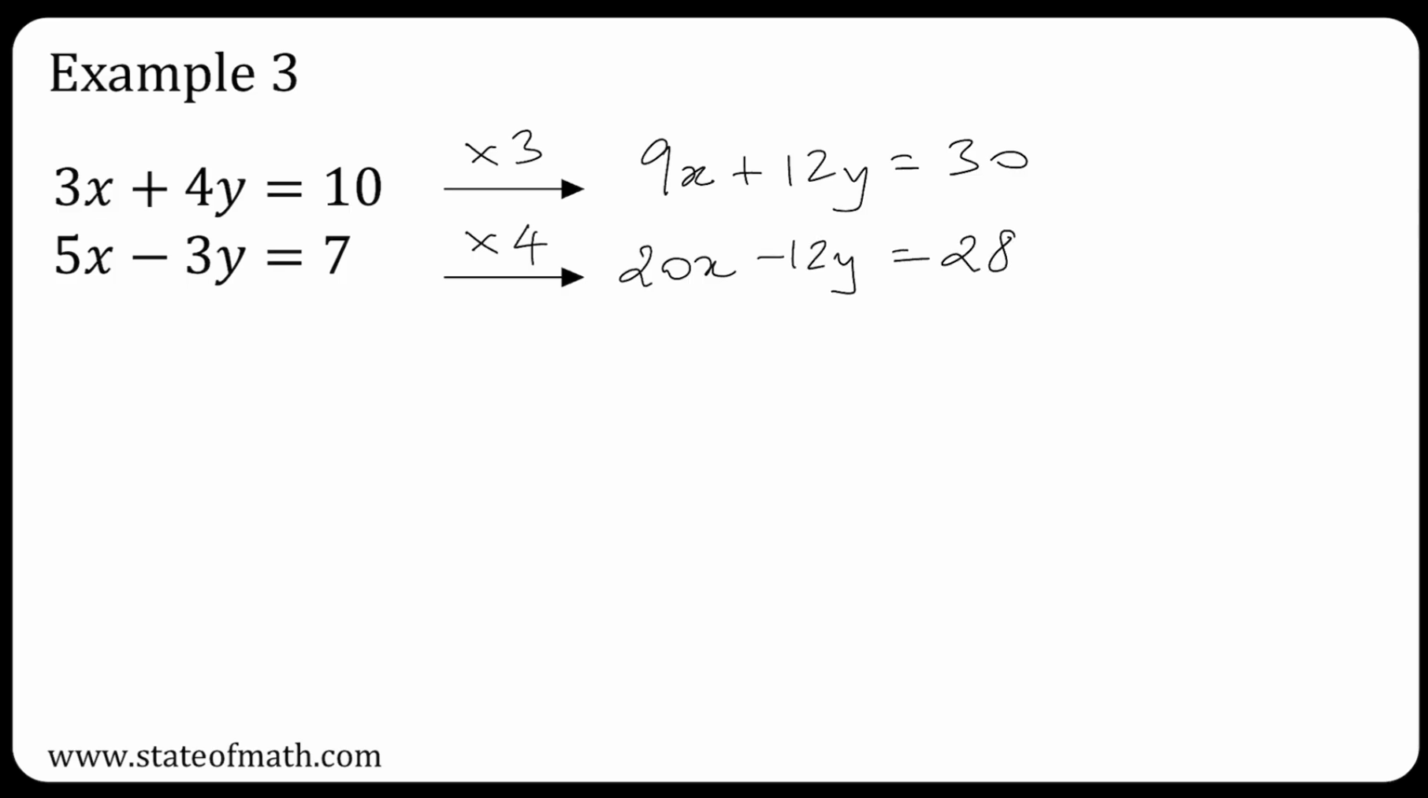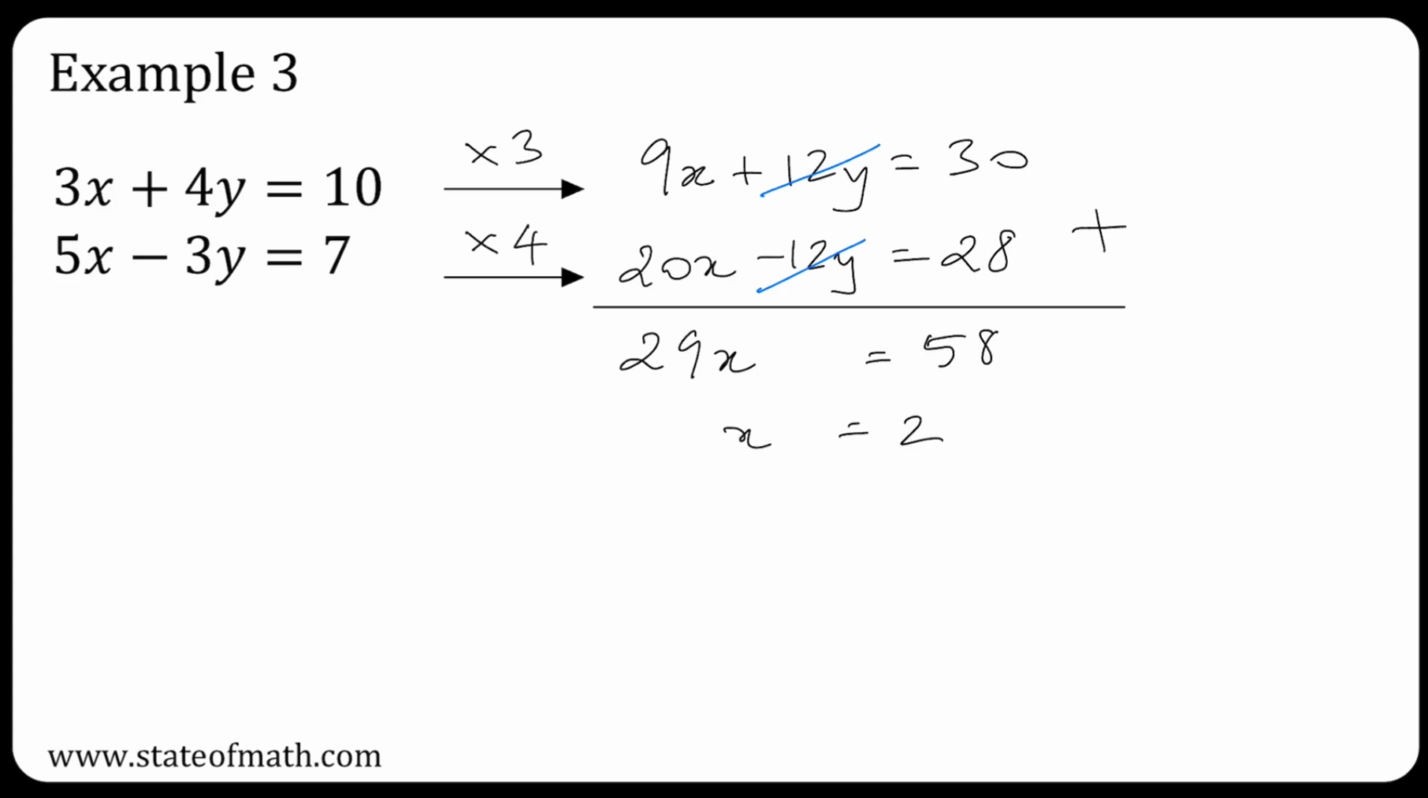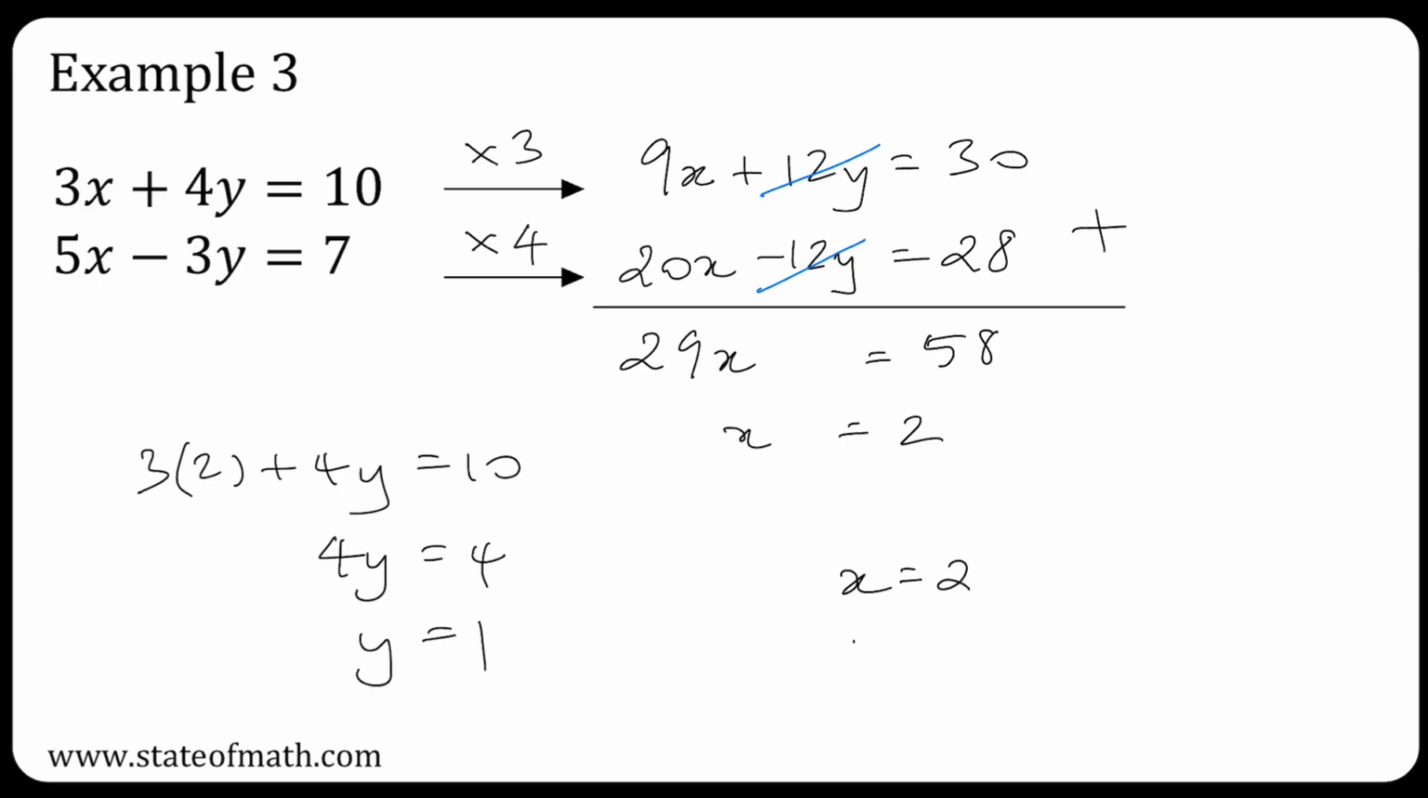Again, I will add the two equations. The 12y and minus 12y will cancel out, so I'll get 29x is equal to 58. So x comes out to be 2. Substitute x equals 2 into the first equation. So 3 times 2 plus 4y is equal to 10. So 4y is equal to 4. y is equal to 1. Final solution, x equals 2, y is equal to 1.